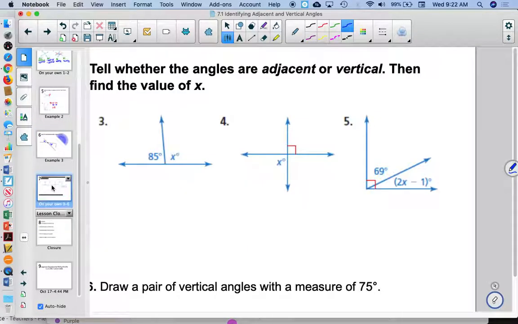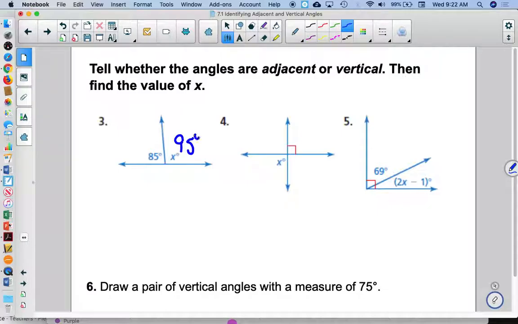Tell whether the angles are adjacent or vertical and find the value of x. Number 3, are they adjacent or are they vertical? How many people say they're adjacent? Thumbs up? Okay, I agree. What is the measure of x? What I heard was 95. How do you know that? Defend that for me, Caden.